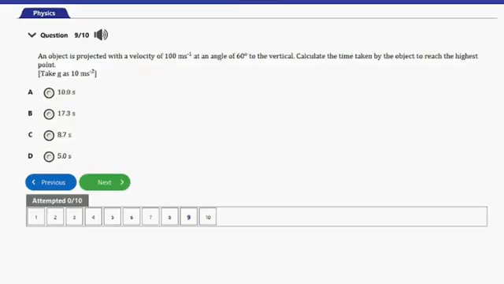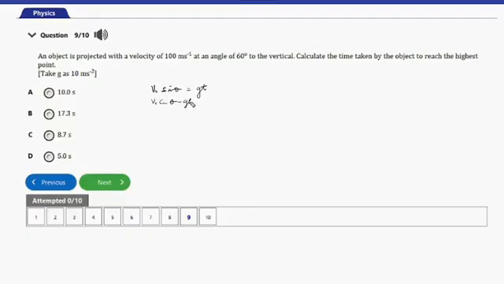So guys, the next question we have here is question number 9. It says, an object is projected with a velocity of 100 meters per second at an angle of 60 degrees to the vertical. Calculate the time taken by the object to reach the highest point. Take g as 10 meters per second squared. So guys, let's note that here v naught sine theta minus gt is equal to 0.